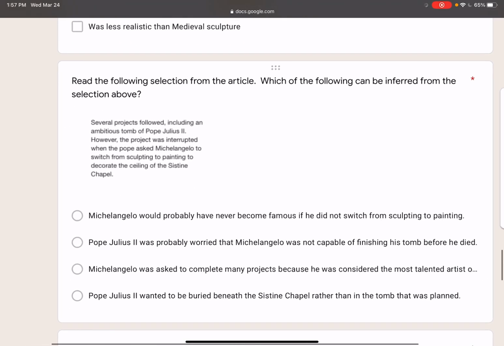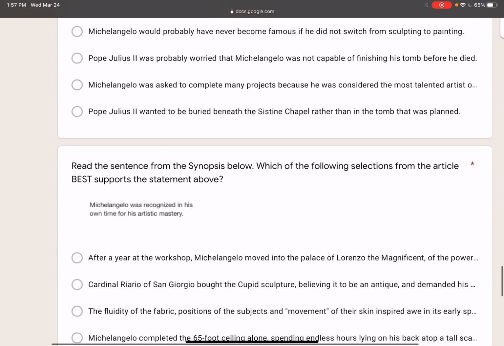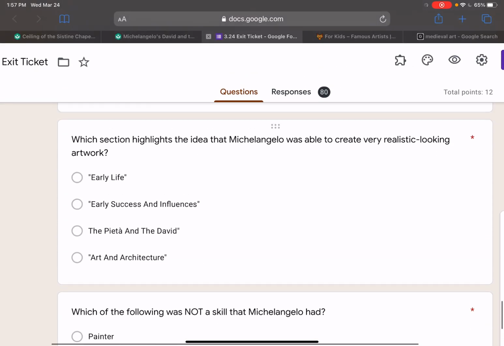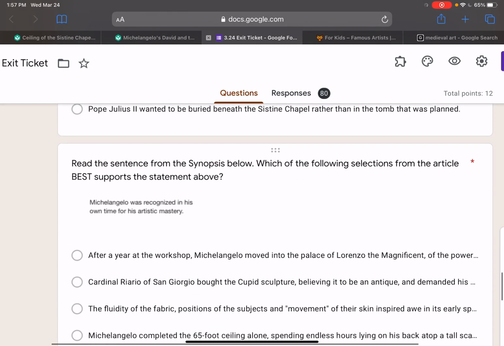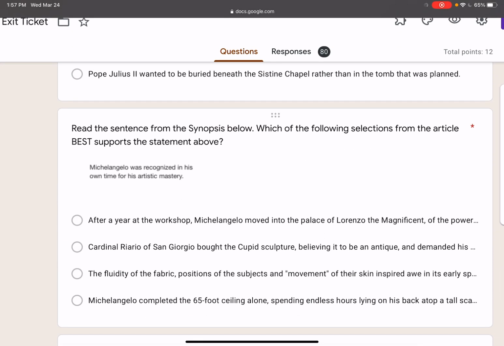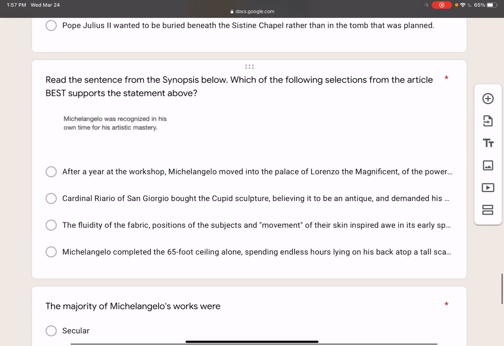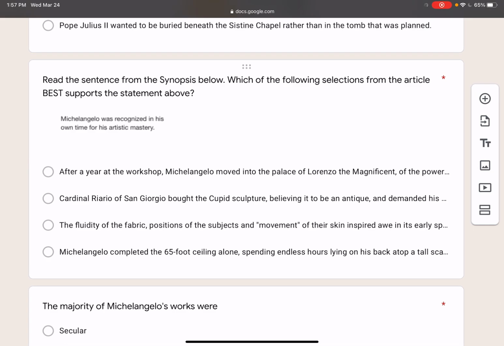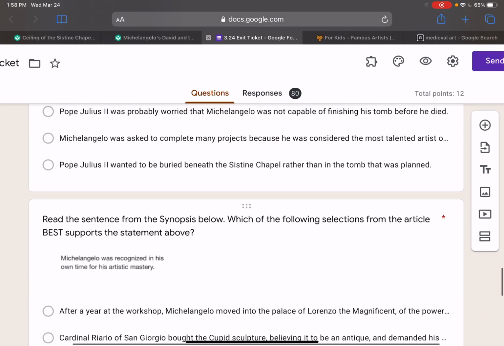And we're gonna skip these for now. I can show you guys the data. These are just from the text, right? Text features. Actually, let's do the first one. Read the sentence from the synopsis below. Which of the following selections from the article best supports the statement above? Michelangelo was recognized in his own time for his artistic mastery. Okay, let's look at some of the answer choices that you guys have.